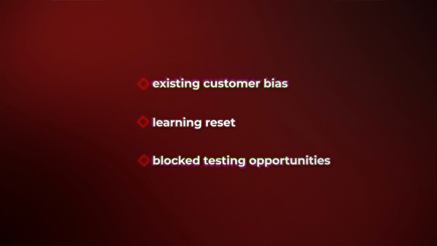This is a structure we run on client accounts at 7 and 8 figures. It's a bit more to manage, sure, but the scaling ceiling is higher and the data is actually readable, which means you can keep pushing without flying blind. So to bring it all together, the one campaign method is fine for a startup. For a scaling brand, it's costing you money through existing customer bias, learning reset, and all the structural levers you'd never get to pull.